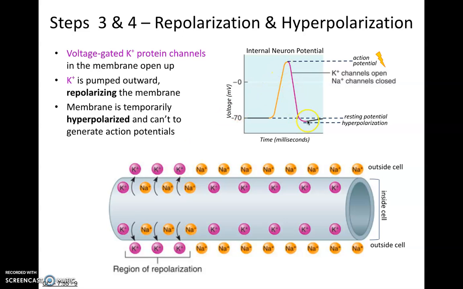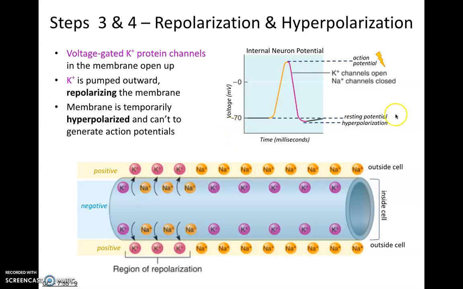Now there's also this little part here. I want you to notice that it's not a perfect bell curve. It actually dips beneath our resting potential. This is called hyperpolarization. Hyper meaning above or beyond. So we've gone beyond our state of polarization at resting potential, and we've actually moved a little bit more deeply into that negative millivoltage.